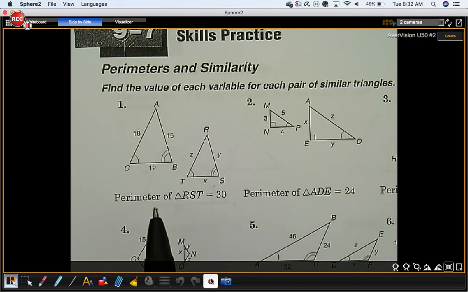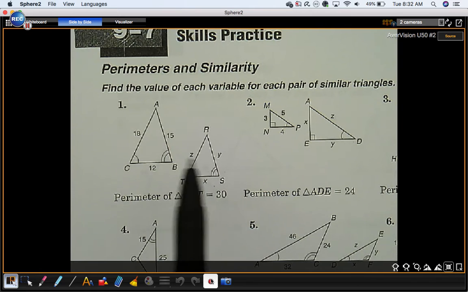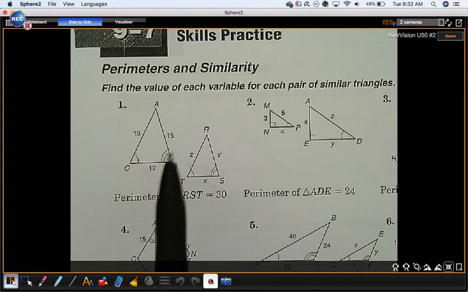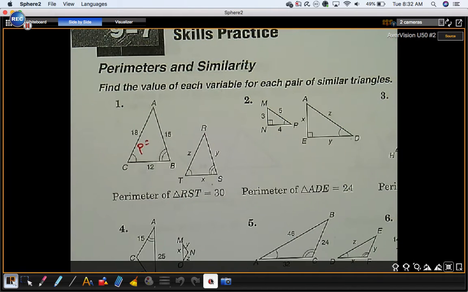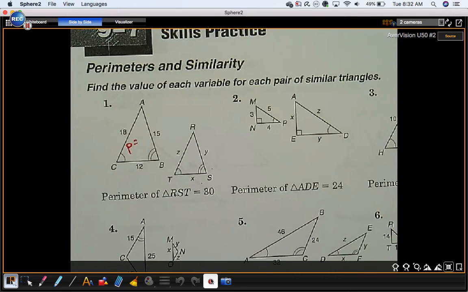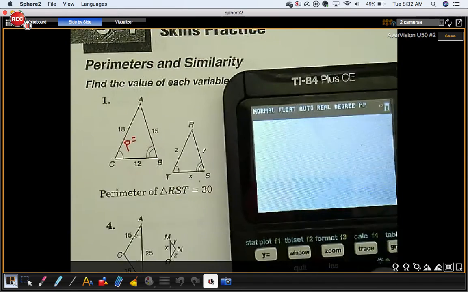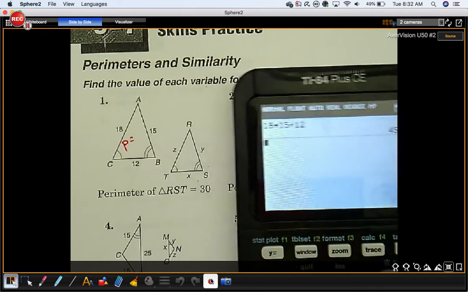So knowing that this perimeter is 30, it's important to figure out what this perimeter is. To find the perimeter of a triangle, remember you add up three sides. So 18 plus 15 plus 12, we're going to add those up. That gives us 45.